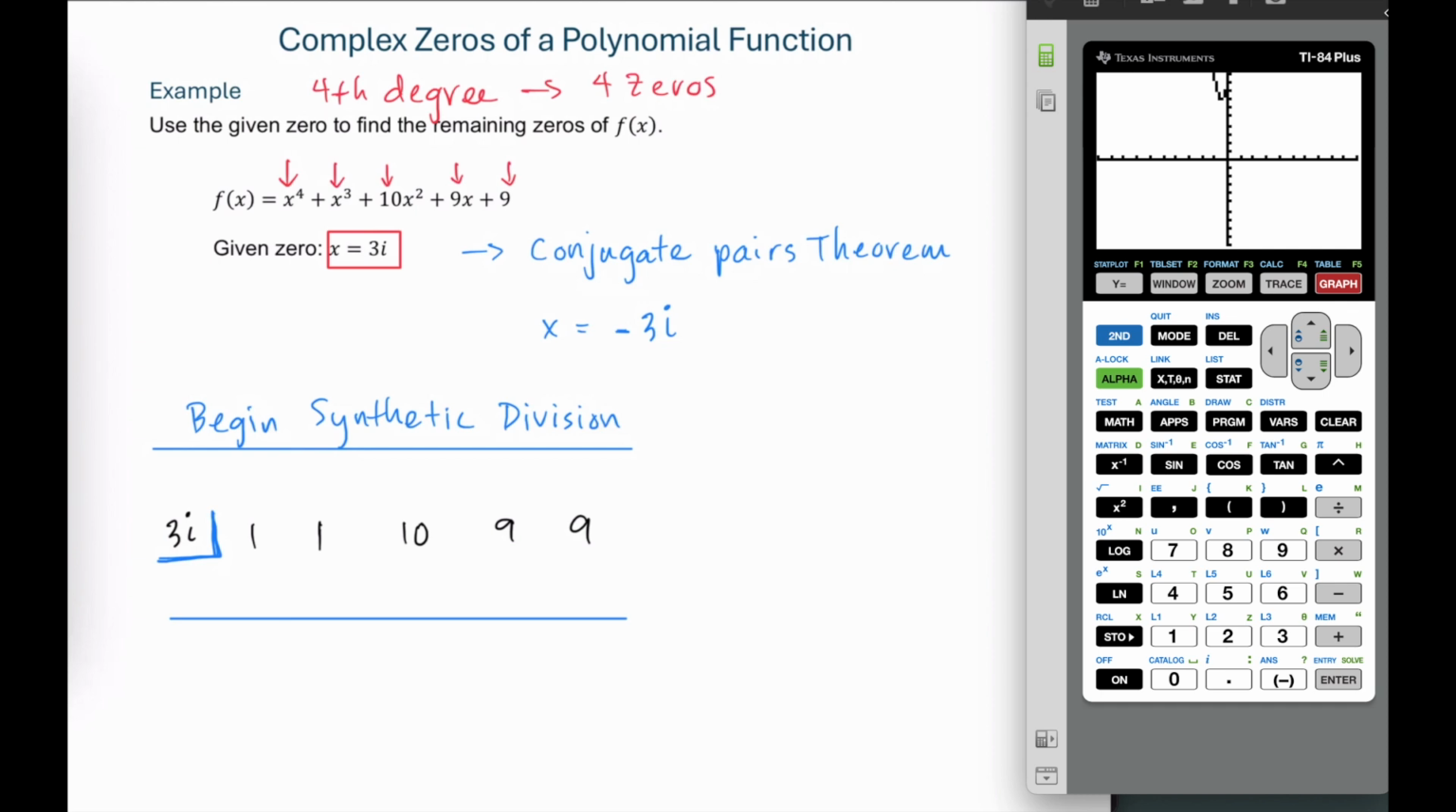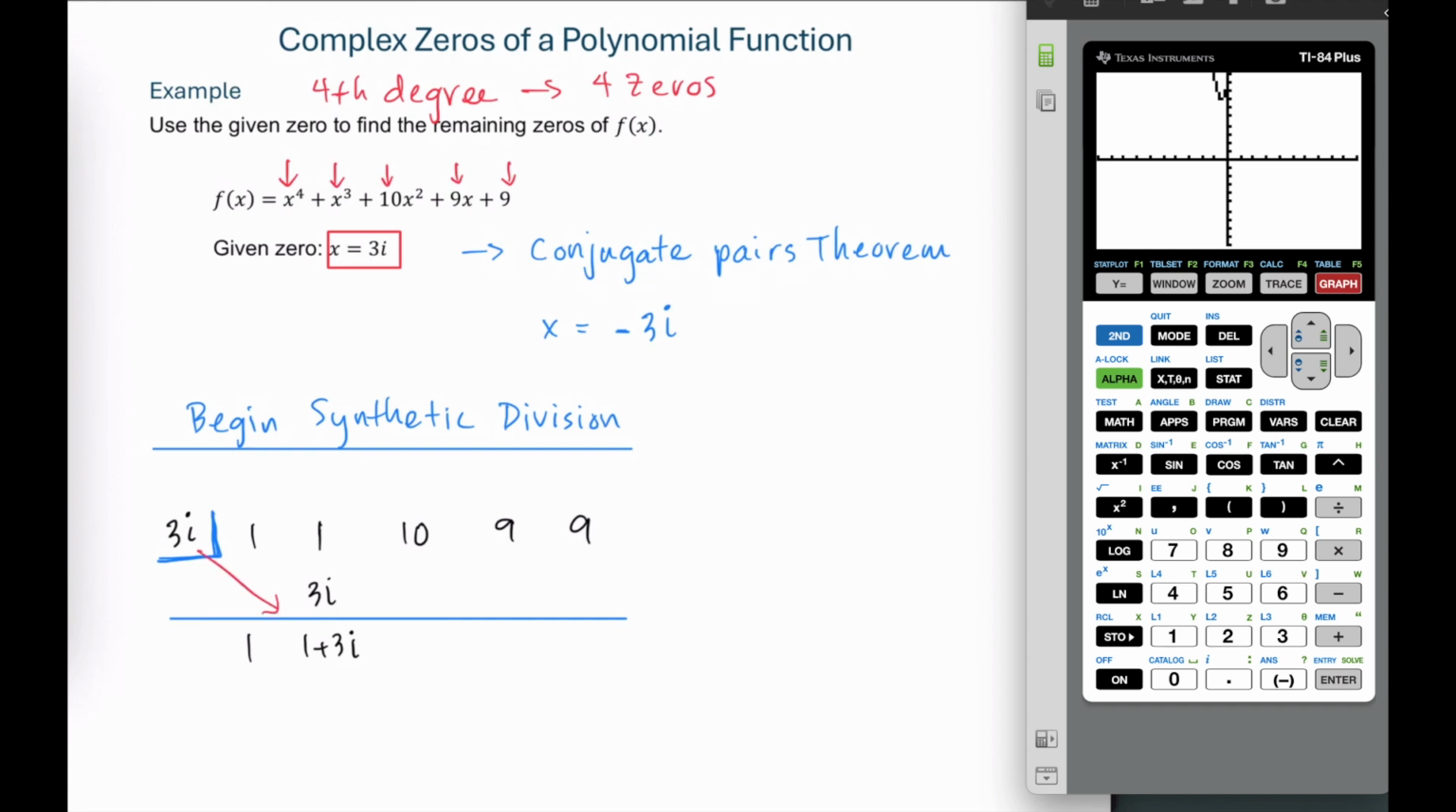Now, a quick note here is that when we synthetically divide out one complex number, this quotient is going to be nasty. But if we keep going and then divide out the second imaginary zero, that's when we end up with a meaningful quotient. So we really need to divide both of these zeros out before we get something that looks appropriate. So we start by bringing down the 1, and we multiply on the diagonal, combine down to get 1 plus 3i, and then multiply on the diagonal.